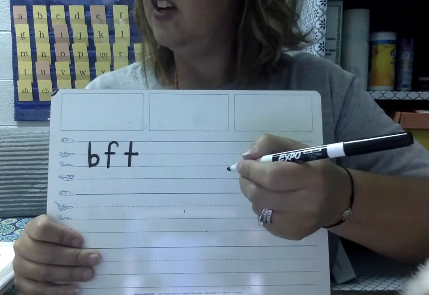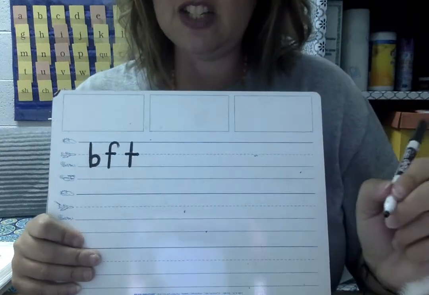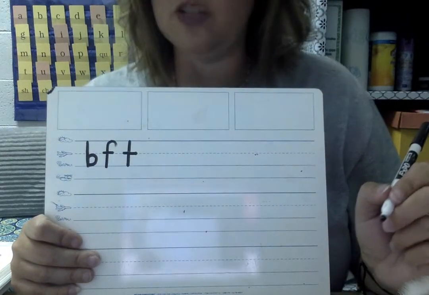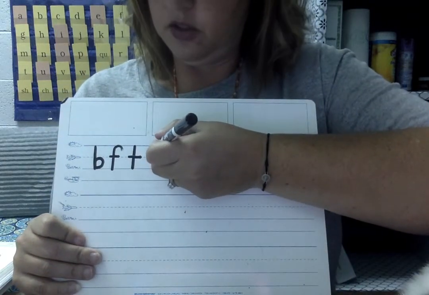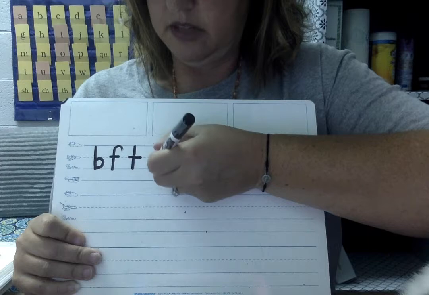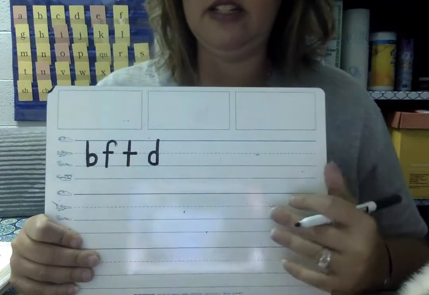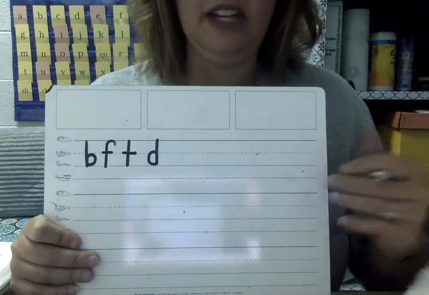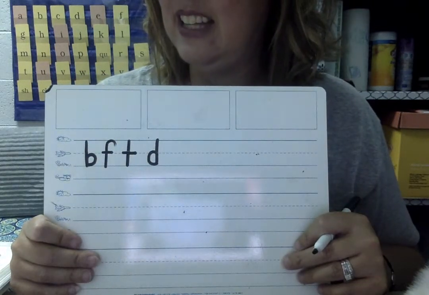Then we had our letter D. Remember, D is Dudley Duck, and he's waving his tail feather behind him. So I'm going to start with my line at the plain line, trace back up, and his tail feather is wagging behind. Okay, those are all of our skyline letters.